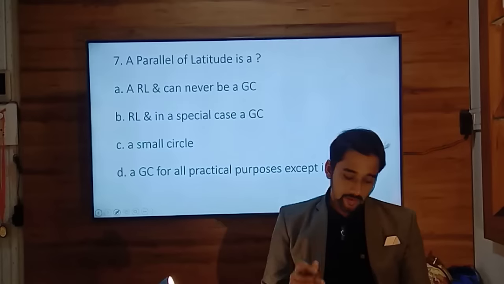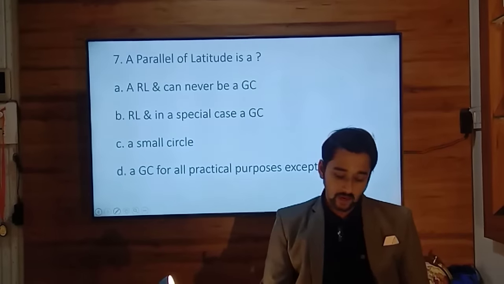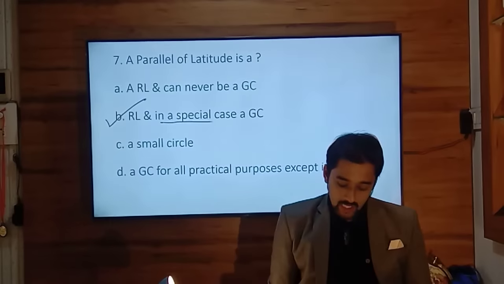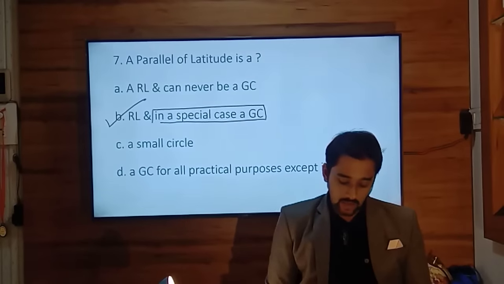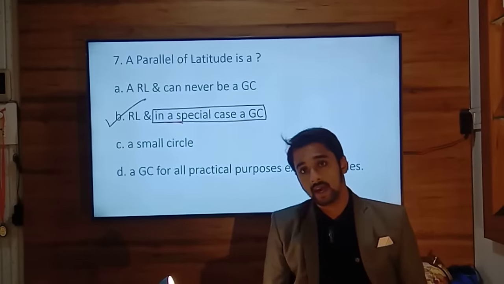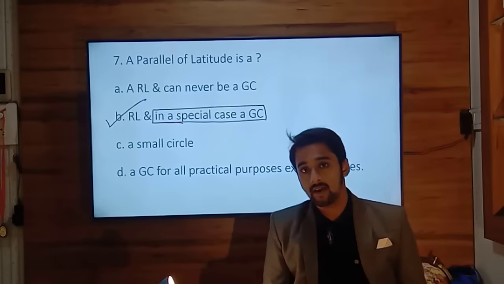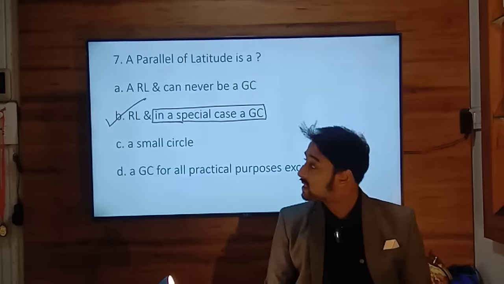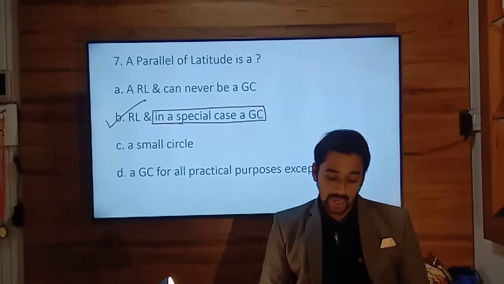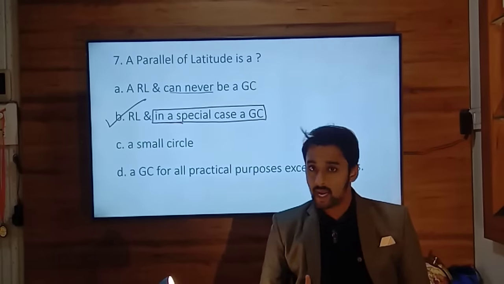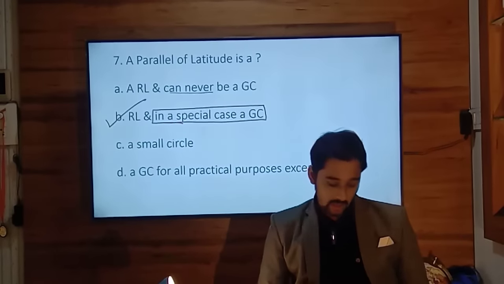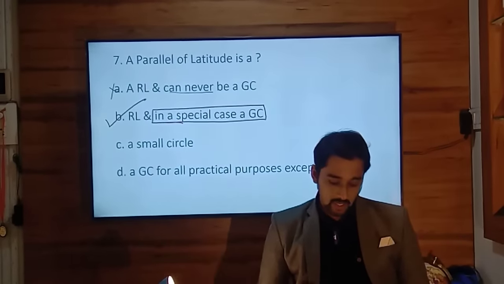So when you come back to this question, a parallel of latitude is a rhumb line, and only in a special case, that is in the special case of the equator, it can be a great circle. Otherwise other latitudes are not great circles. Option A says a rhumb line, but it can never be a great circle. It can be a great circle in the case of the equator. So option A is eliminated.